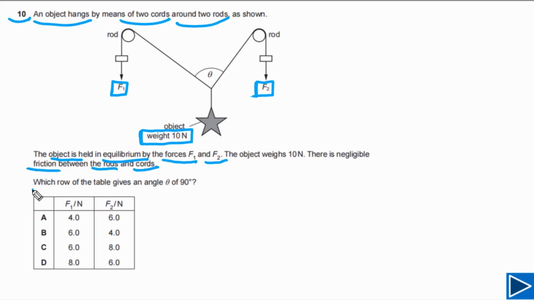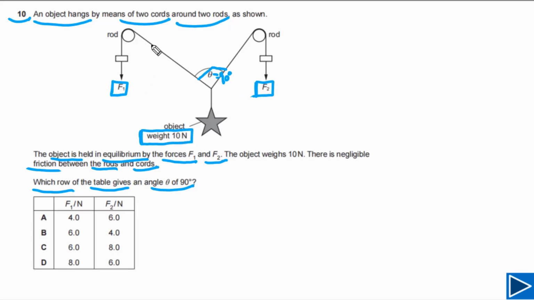We need to find out which row of the table gives an angle theta of 90 degrees, meaning the value of this angle is 90 degrees. When theta is equal to 90 degrees, we need to find the magnitudes of forces F1 and F2. The first thing to understand is that, as the weight of this object is 10 newtons, the vector sum of these two forces has to be equal to 10 newtons.